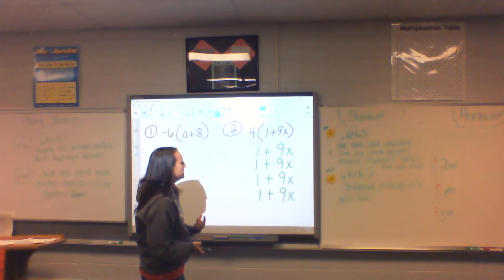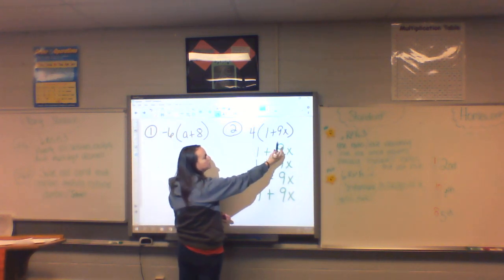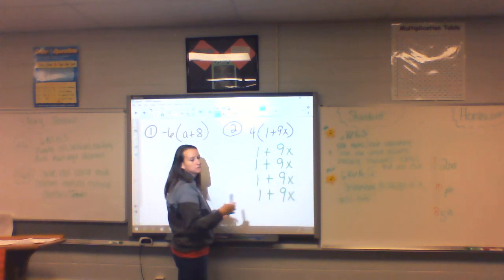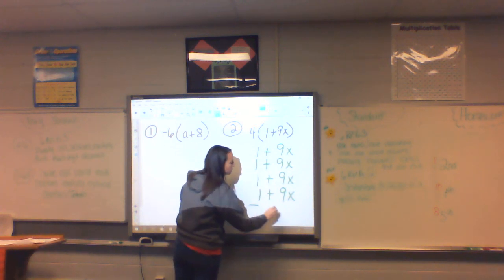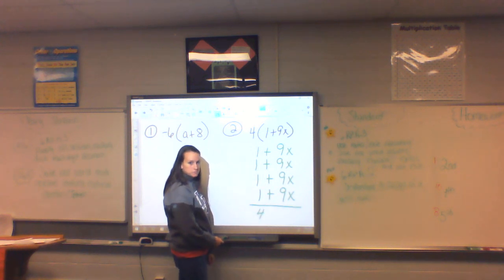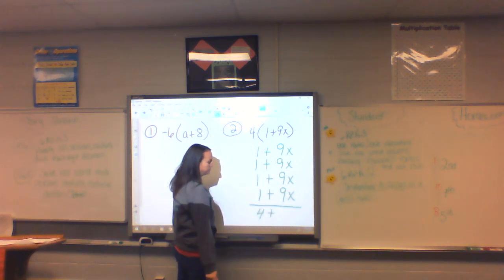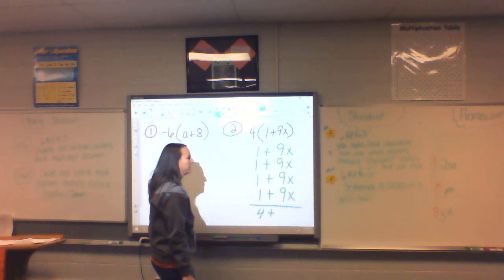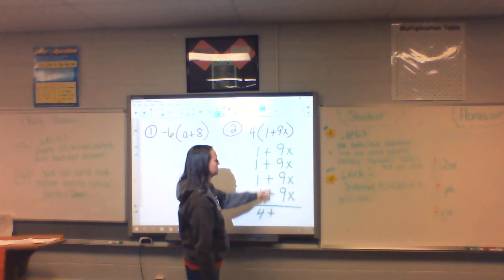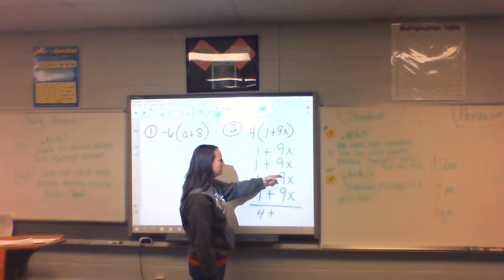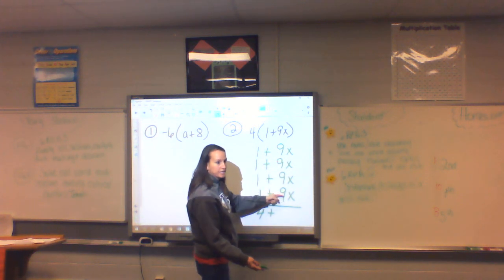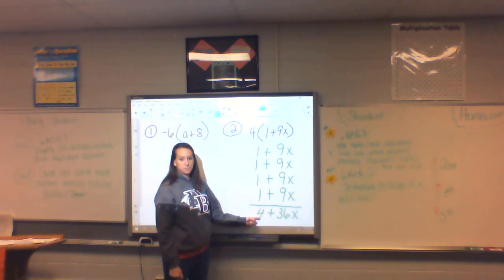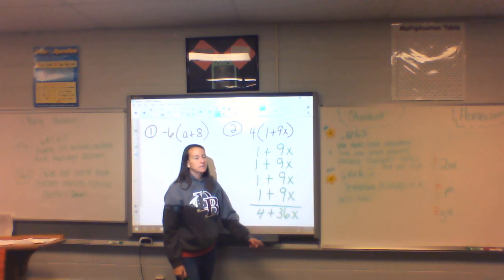Now we add up each individual part separately. If I've got 1, 1, 1, and 1, how many do you have? You've got a total of 4. Okay, bring your plus signs down. Now I've got 9x, 9x, 9x, and 9x. How many x's is that total? You've got 9, 18, 27, 36 x's. So this is what you should end up with: 4 plus 36x.